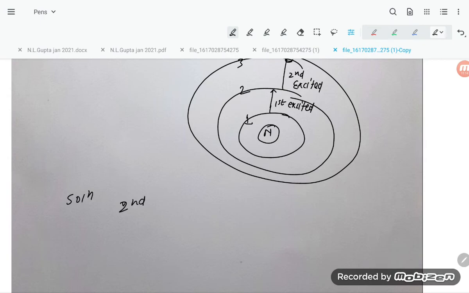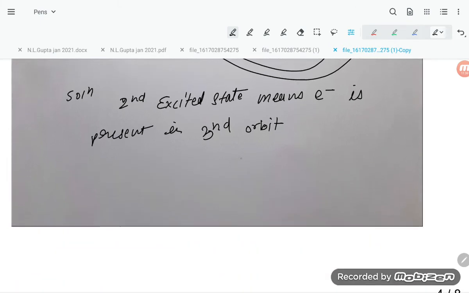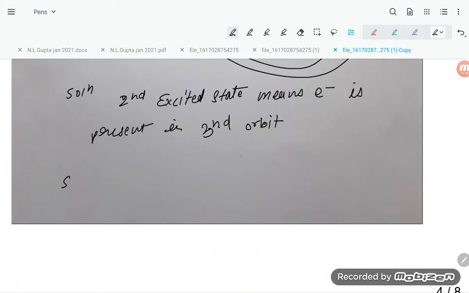Second excited means, what is the meaning of the second excited state? Where is the electron present, student? Electron is present in the third orbit, dear student. So if the electron is in the third orbit, R3 is equal to 0.529 into n square upon Z angstrom.